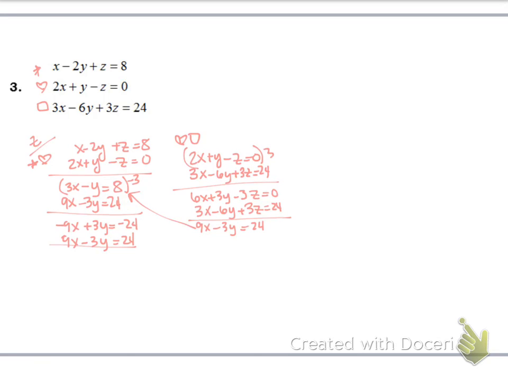When I add going down, negative 9x plus 9x gets me 0. 3y plus negative 3y gets me 0. Negative 24 plus 24 gets me 0. So this one is actually infinitely many solutions. Okay, because 0 equals 0. All right, my next one.